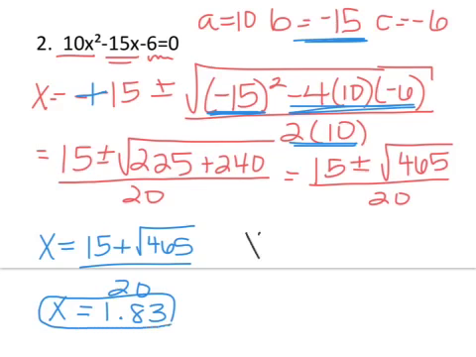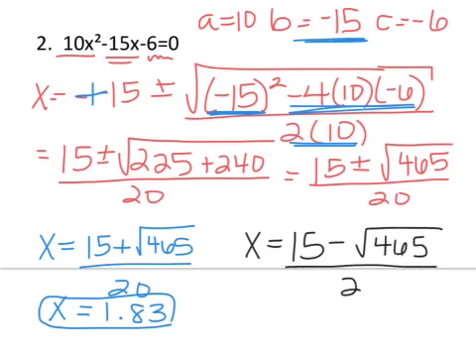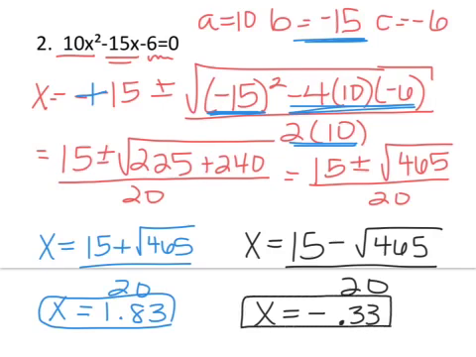Then in the calculator, you would put 15 minus the square root of 465, and then hit equals, then hit divide by 20, hit equals again, and you will get negative 0.33, and that is also rounded. Those are your two answers. Those are your two x-intercepts.